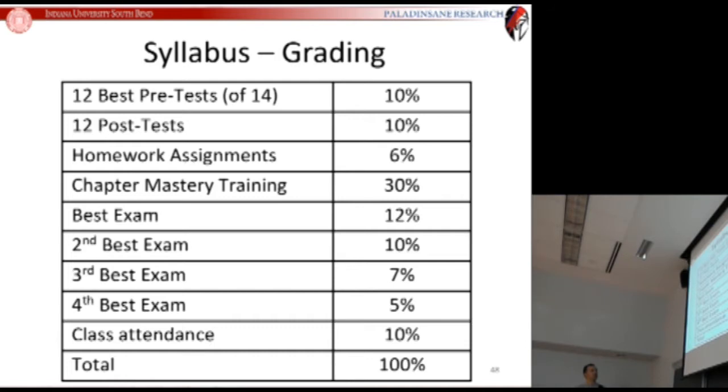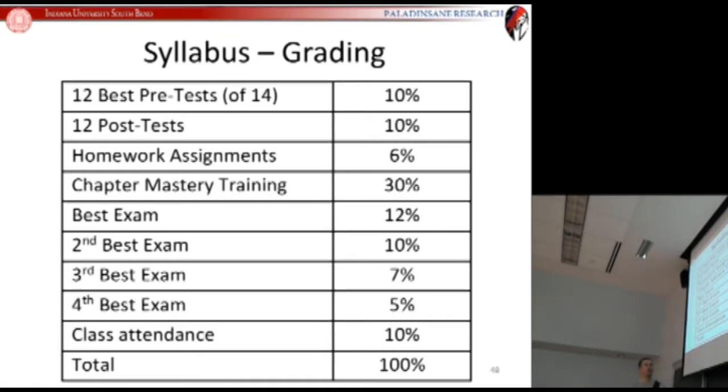But then this is a little different. This is what I like to do in my classes. Your exams are graded on a sliding scale depending upon how well you did on that particular exam. So your best exam is going to be worth the most. It's going to be worth 12% of your final grade. Your second best exam is going to be worth 10. Your third best is worth 7%. Your fourth best exam is going to be worth only 5% of your grade. And I like to do this. I call this built-in forgiveness.